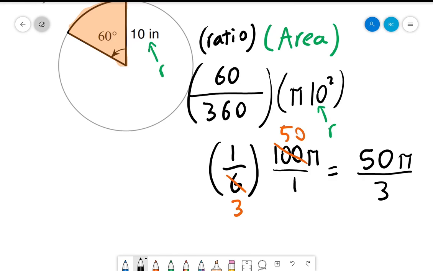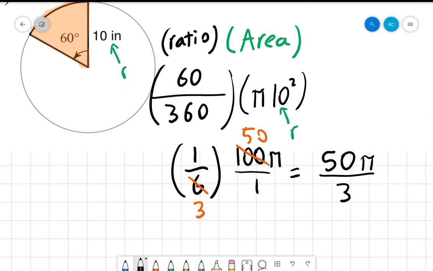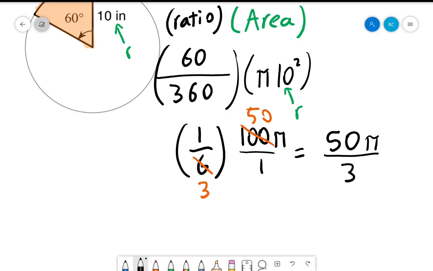But, again, the problem says round to the nearest tenth. Hey Google, what's 50 times pi divided by 3? The answer is approximately 52.359878. 52.4 to the nearest tenth. Inches squared.